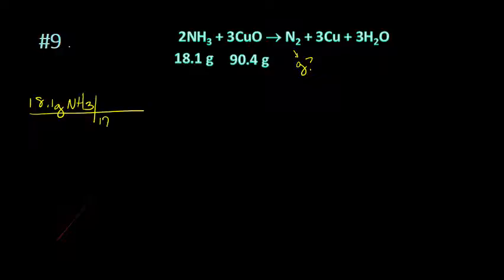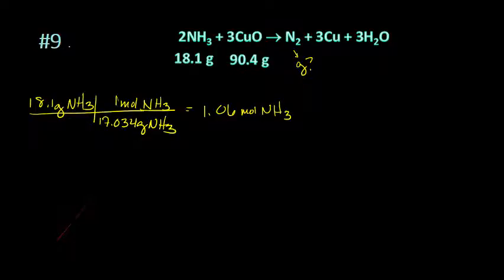And let's see, 17.034 grams of ammonia to 1 mole. Molar mass is always 1 mole. All right, see what that gives us. Now let's see, my calculator says 1.06 moles of ammonia.